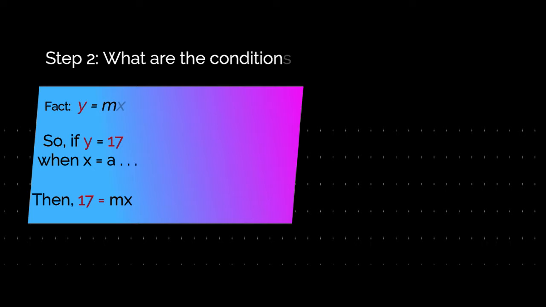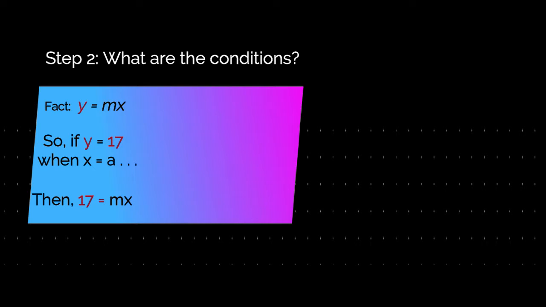Once we have our facts established, let's keep that in mind and then see if there are any other conditions they put in the math question for us. And they do. They tell us that y equals 17 when x equals a. And that's where a lot of the confusion comes in. But don't let that overwhelm you. Just keep in mind that x and a have to be the same value.